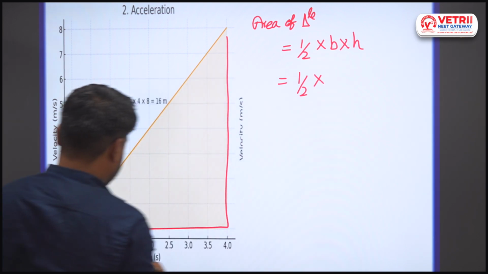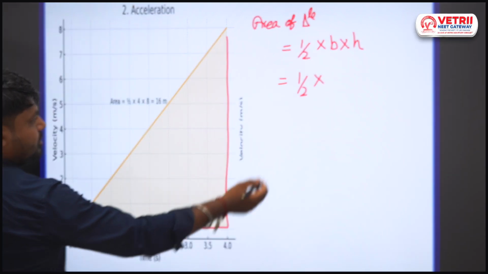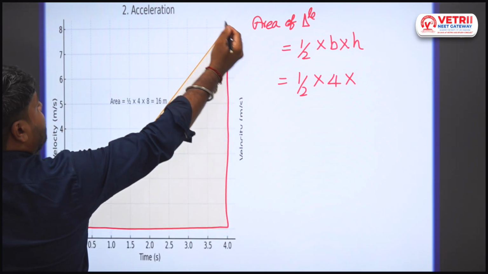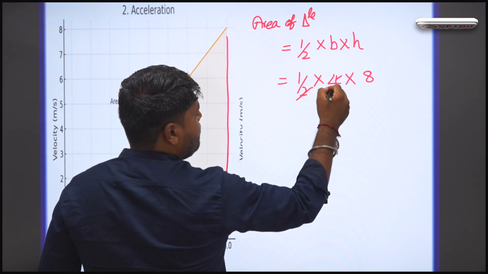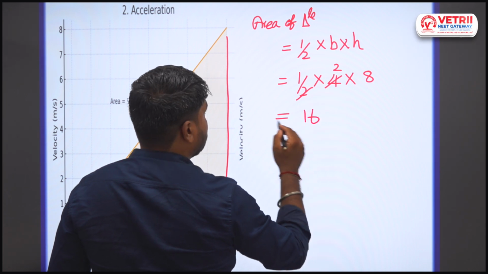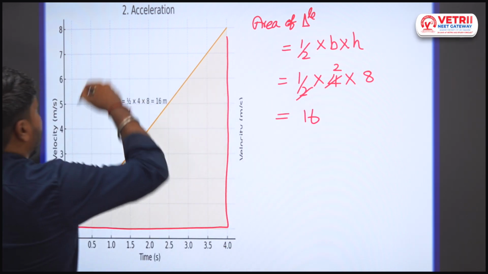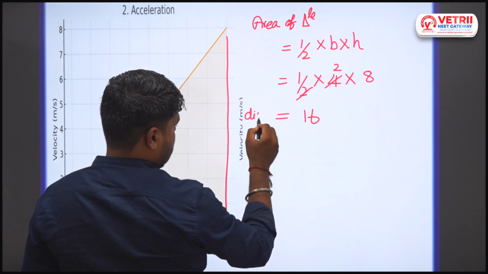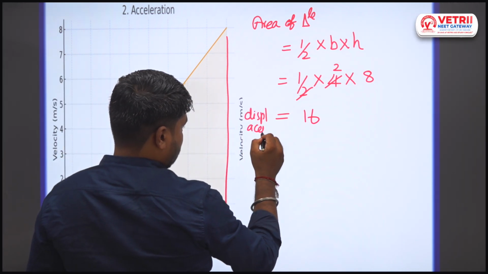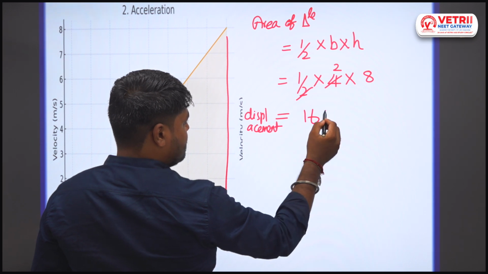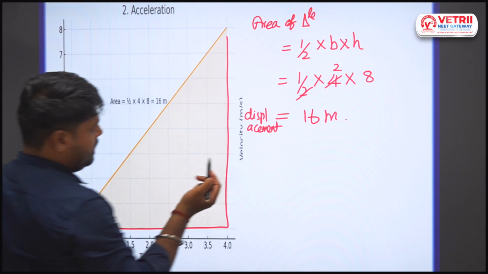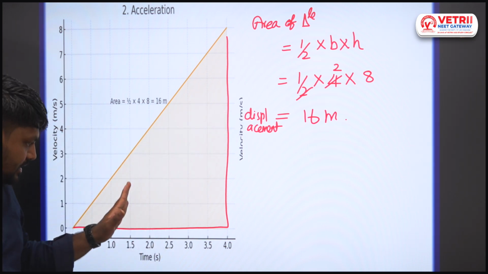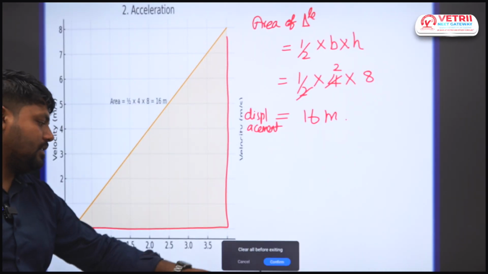Half. What is the base? 0 to 4, which means 4. What is the height? 0 to 8. So half times 4 is 2, and 2 eights are 16. So the area under the velocity graph is the displacement. So displacement is equal to 16 meter. Got it? If it is a square, use the square formula. If it is a triangle, use the triangle area formula.